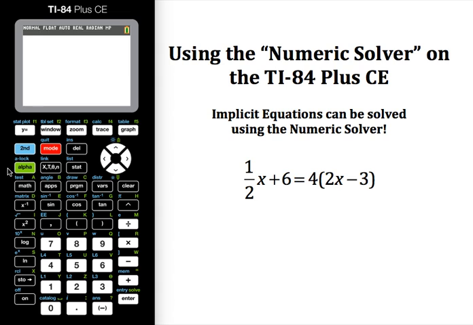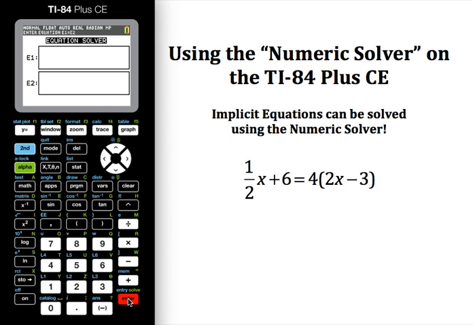So we're going to come over to our calculator and hit the math button. When we hit the math button, we will come up with a menu. You could scroll down the list, but the easiest thing to do is to hit the up arrow. When you hit the up arrow, it immediately goes to the numeric solver, which is what we want to use. Now we can press enter. What's going to come up is two boxes, an E1 box and an E2 box.